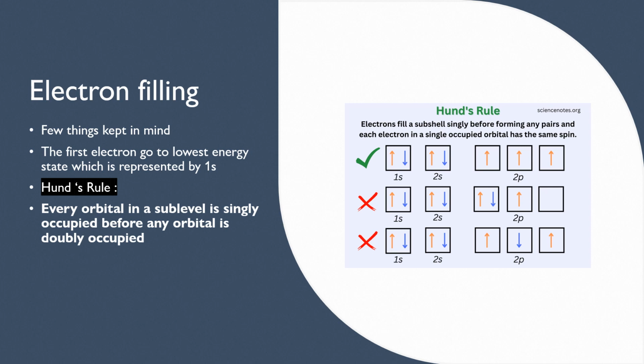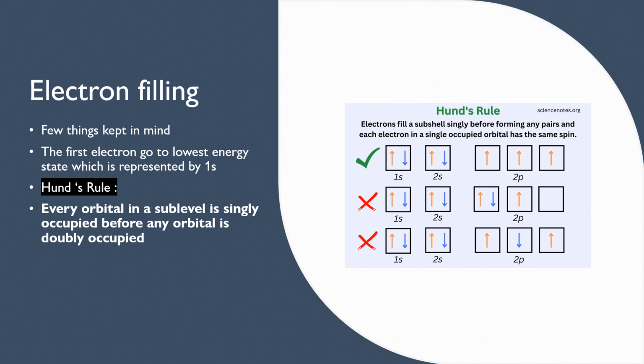Whenever you start filling the electrons, you have to start from the very first orbital, which is 1s. You won't get confused about how to start your electronic configuration filling. You fill the electrons first in the 1s orbital. Then another rule comes into our discussion, Hund's rule: every orbital in a sub-level is singly occupied before any orbital is doubly occupied.